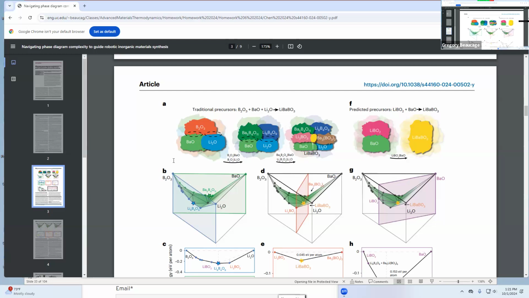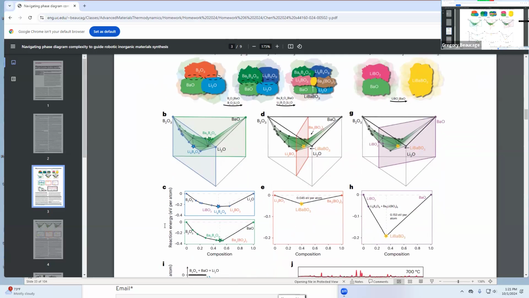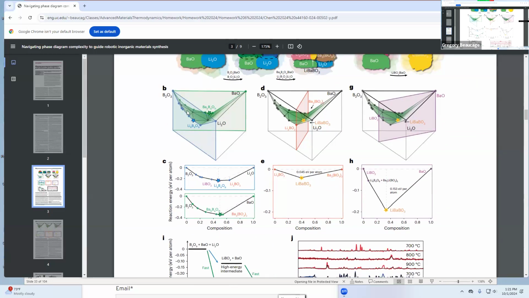Anyway, I'll go through this on Thursday. Basically, they do density functional theory to calculate the energy, like the reaction energy of combining these things. And they plot out on a ternary diagram an energy surface of what's going on. They take various slices of that, and the lowest energy is the thing that would happen. So if they say I'm going to mix B2O3 with another oxide, what will result from it? The DFT predicts that it's going to be that thing.